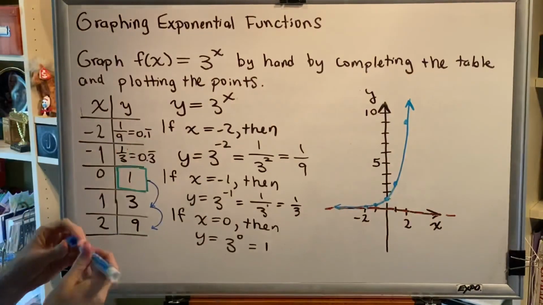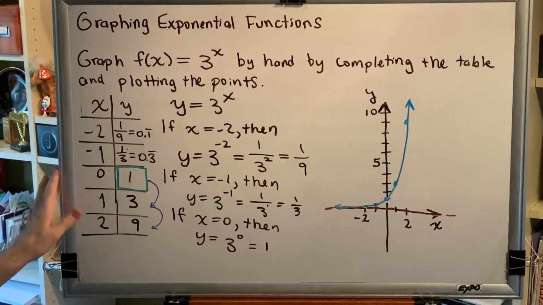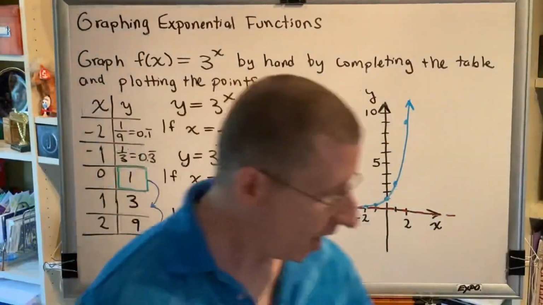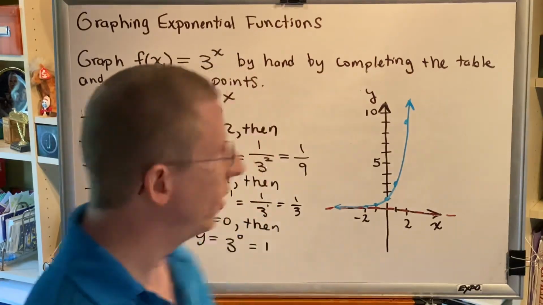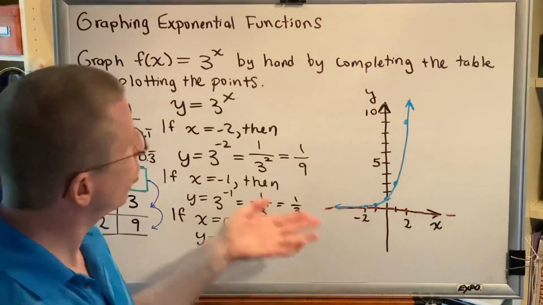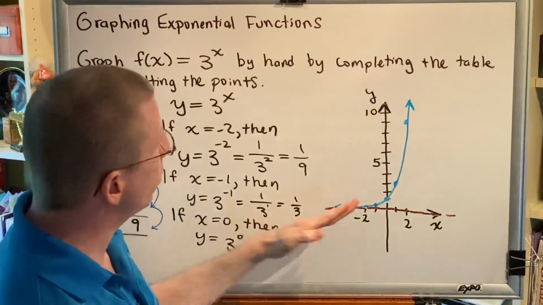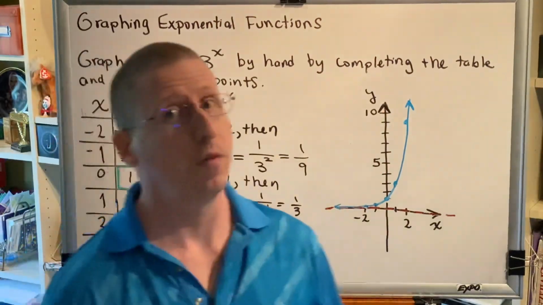All right, there we go. We've now created our graph of f of x equals 3 to the x. And if you've ever heard somebody use the expression, it grew exponentially, this is the mathematical definition of exponential growth. As you can see, it rises very, very sharply.